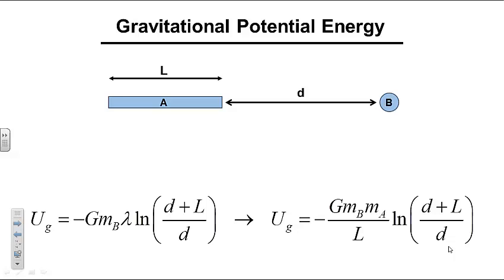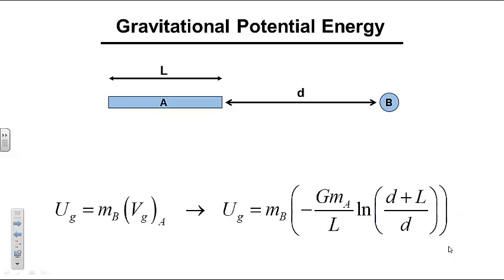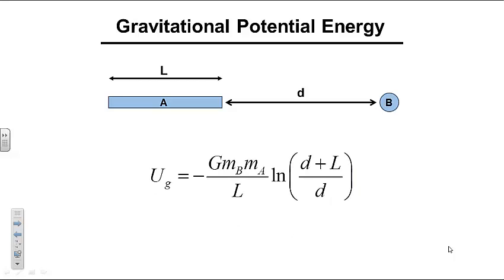Alternatively, we could have considered the gravitational potential energy of this system to arise from the interaction of the point particle, or the mass of the point particle, with the gravitational potential of the rigid rod, which we have already determined. As expected, the final expression for the gravitational potential energy of the system is the same for either interpretation.